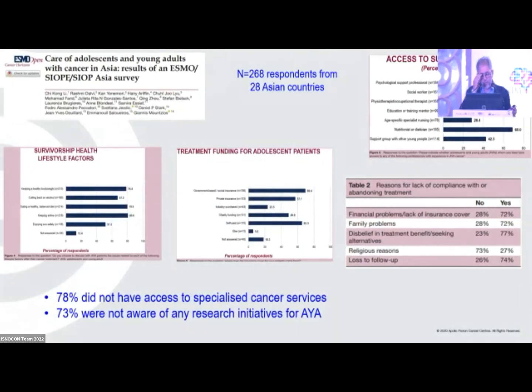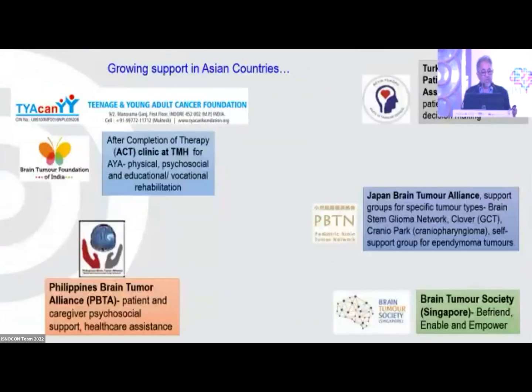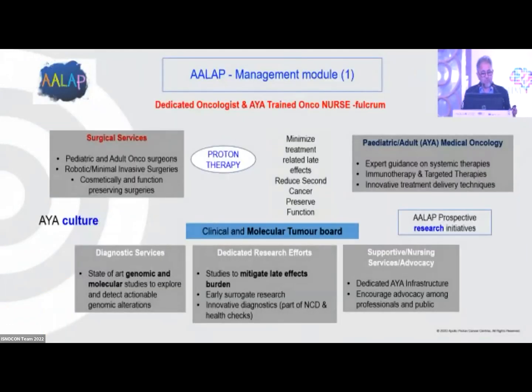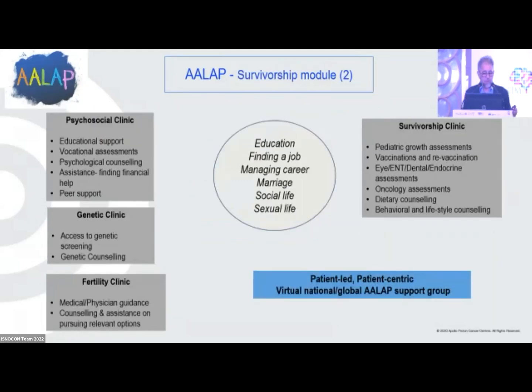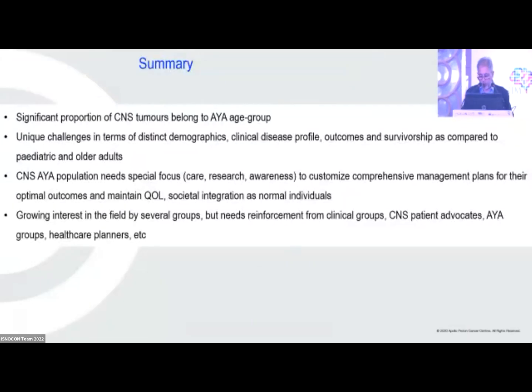We also had a survey done by SEOP, I think by ASMO, where in 28 Asian countries, 78% did not have any access to specialized cancer services, and 73% were not aware of any AYA program, but there is some growing interest in many countries. In our own setup, we have a very ambitious program called ALAP, dedicated to the AYA population, which will be run by a nurse fulcrum, and we are hoping to start very soon, covering the psychological aspects, genetic counseling, fertility, survivorship clinics, and so on and so forth.